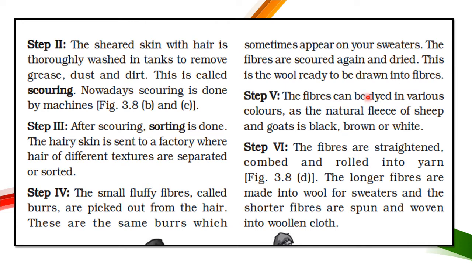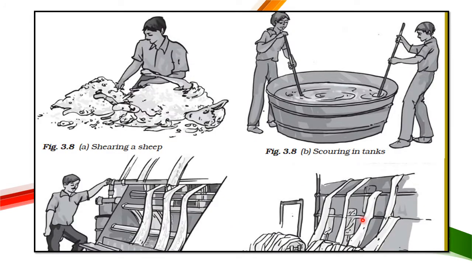Step 5. The fibers can be dyed in various colors, as the natural fleece of sheep and goat is black, brown or white. Step 6. The fibers are straightened, combed and rolled into yarn. Figure 3.8d. The longer fibers are made into wool for sweaters and the shorter fibers are spun and woven into woolen cloth. Now this is the picture that shows the different processes.